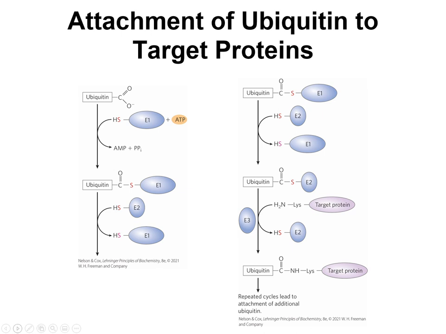So you've got ubiquitin that's got a free carboxyl end. You have an E1 and ATP. That E1 has a free thiol. You're going to use that ATP to activate the ubiquitin and get it loaded onto the E1. Once you have E1 loaded with ubiquitin, it hands it off to E2.